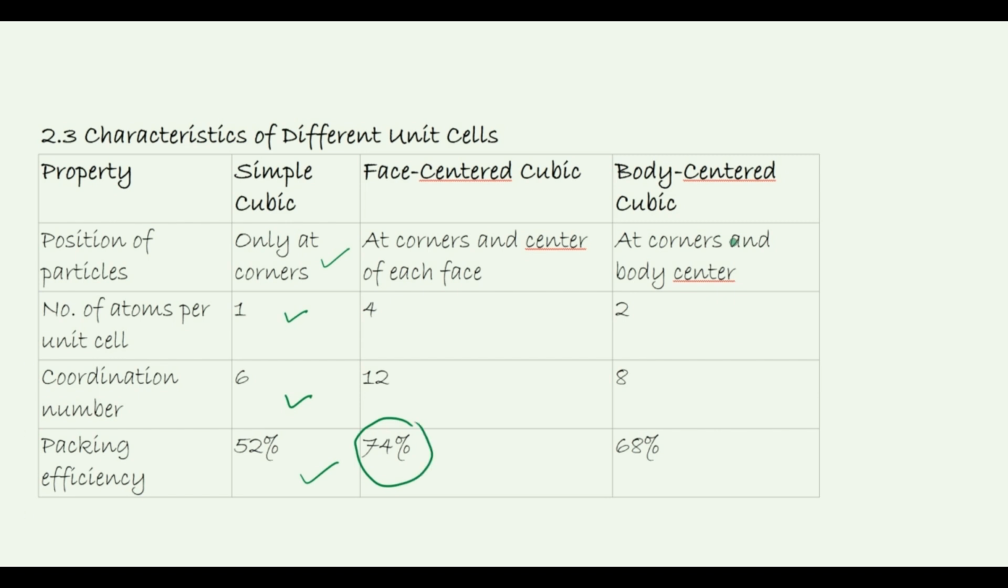All 3 points are super important. Among these, the last 2 points are very, very important. If they are asking a question about the packing efficiency, just answer it in 30 seconds. Then body centered cubic, at the corners and body center. So the number of atoms in the unit cell, that is corners 1, body center 1, so total 2. Coordination number becomes 8. Then packing efficiency is 68. So try to understand the order of the packing efficiency, which one is having more, which one is having less.